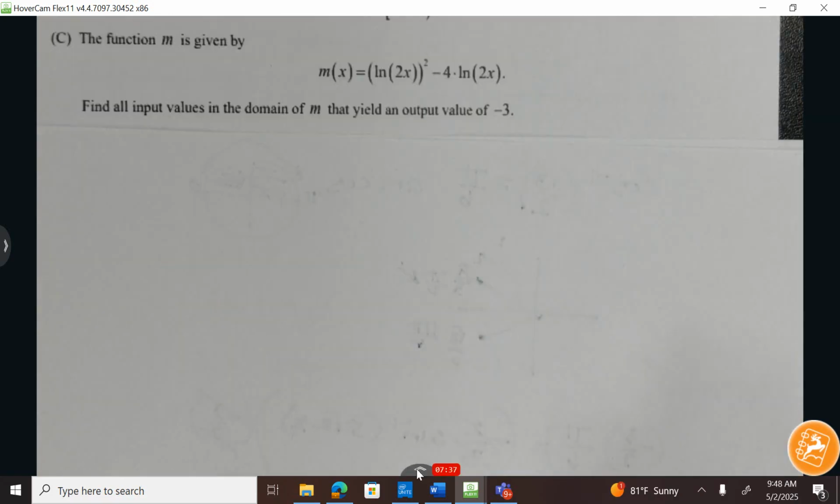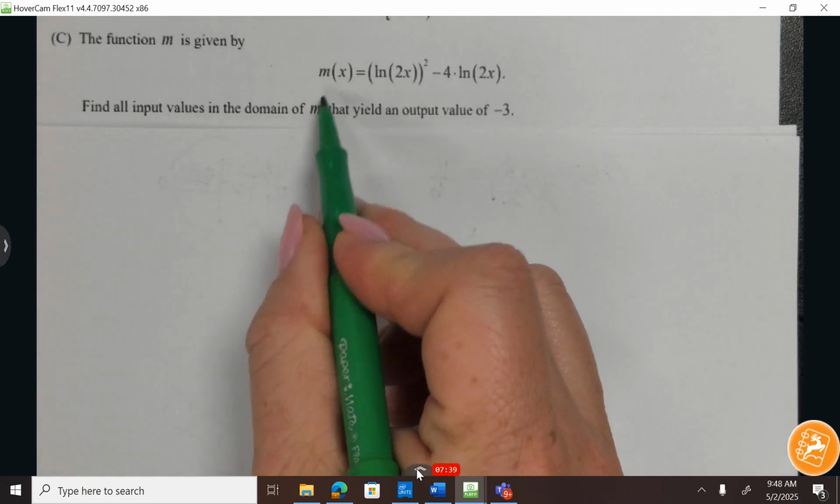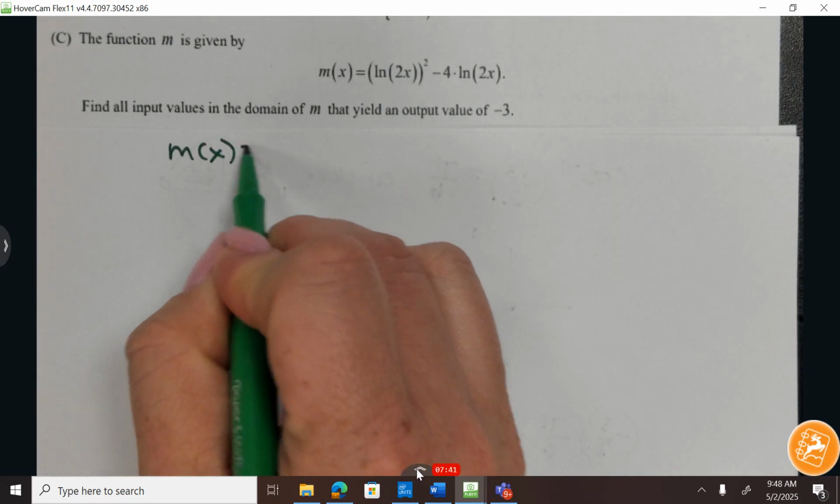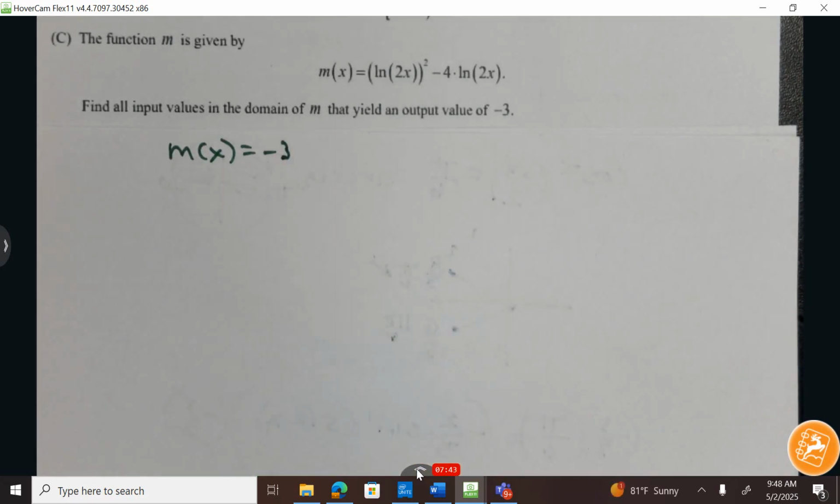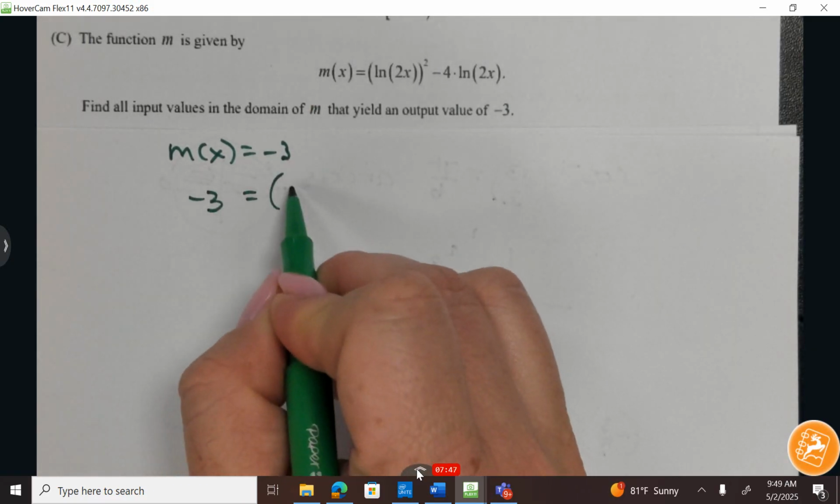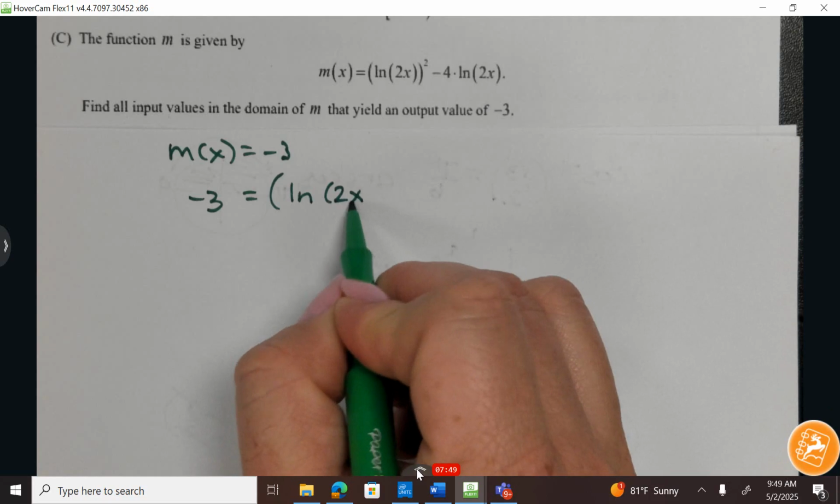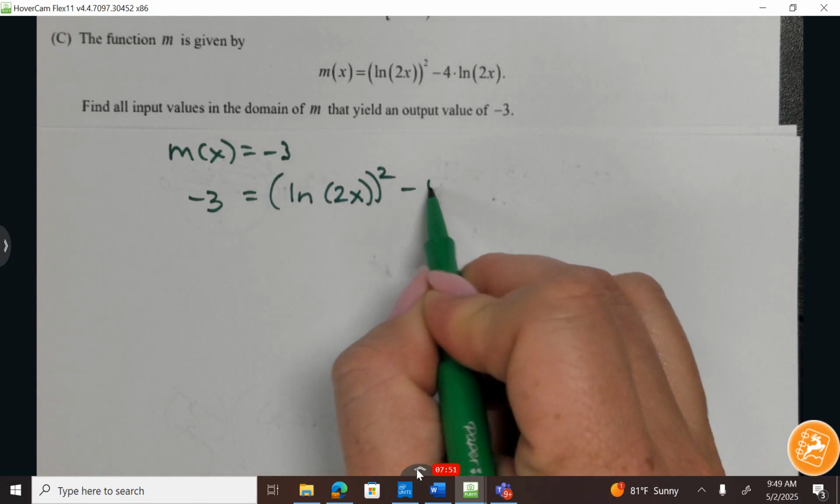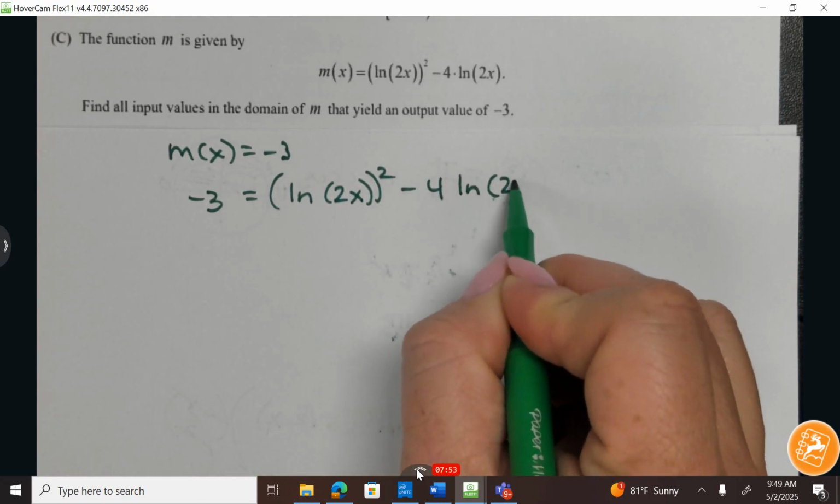All right, let's get started with part C here. So I want to know, when does m of x yield an output value of negative 3? So I'm going to substitute in negative 3, and I have the ln of 2x squared minus 4 ln of 2x.